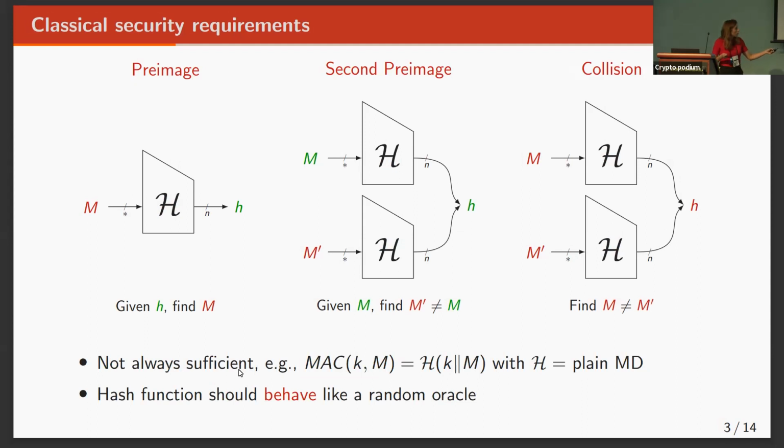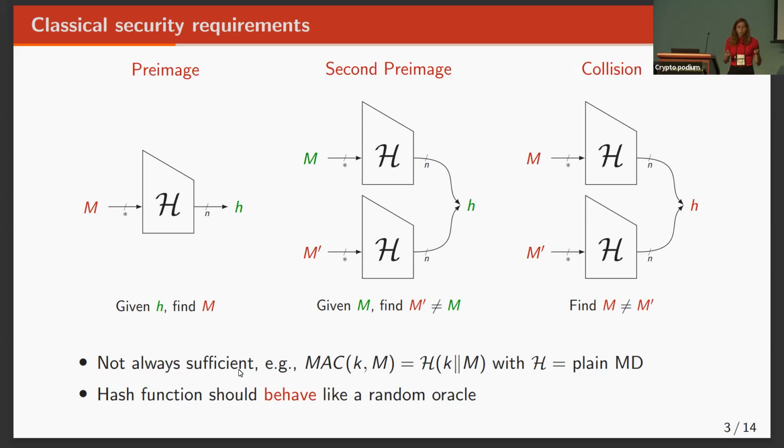Consider the following MAC construction, where the tag is generated by computing the hash of the key concatenated with the message. In the random oracle model, this construction is secure. On the other side, consider the plain Merkle-Damgård construction based on an ideal compression function. Then this hash function is preimage, second preimage, and collision resistant. But it is exposed to length extension attacks, making this instantiation completely insecure in this MAC construction. So these classical security requirements do not capture all of the applications of the hash function that we would like to have.